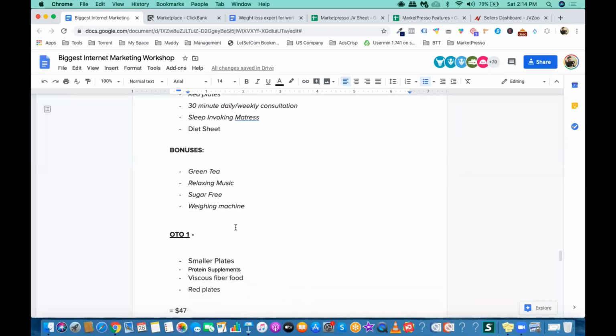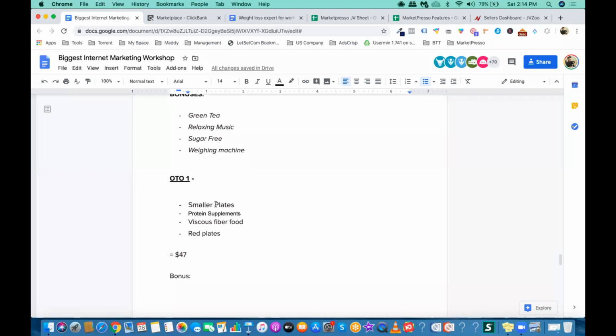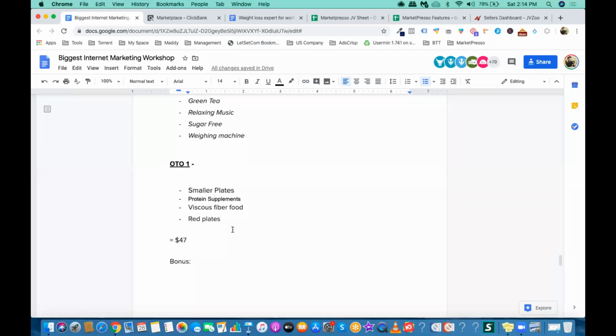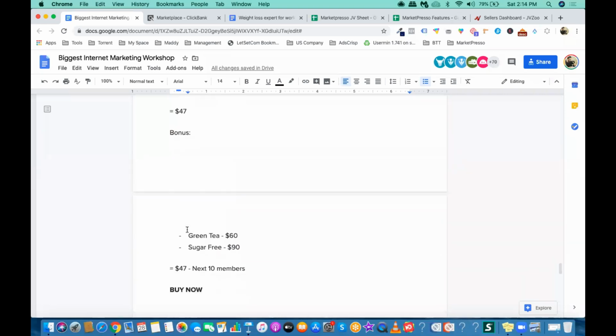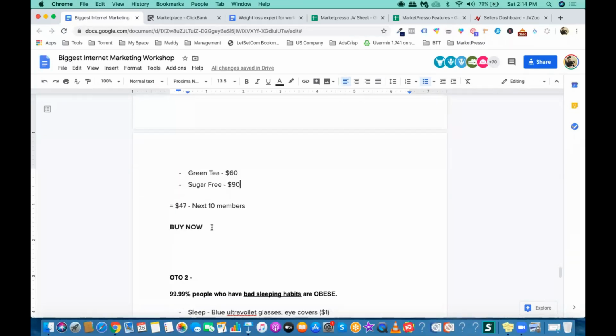And then we divided the products into four parts: upgrade number one, OTO number one. We said that the smaller plates, protein supplement, fiber food, red plate, all of this you will get for $47. And if you take action right now, you will get green tea and a sugar-free packet as well, for the next 10 members for $47. So this is the deal for today.